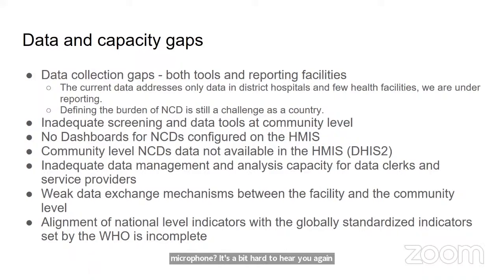Okay. So I was saying that the alignment of the national level indicators with the global standardized indicators set by the WHO is incomplete, but the process is underway, and we're looking forward to finalizing it. And as I said, the community level data that is being collected now has to be linked to the DHIS2.